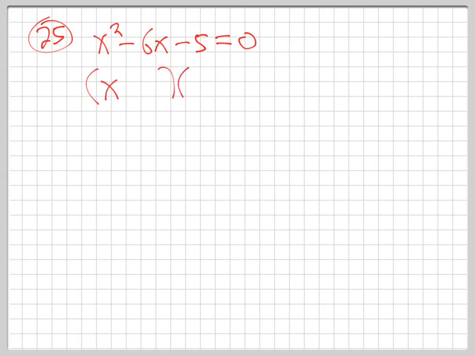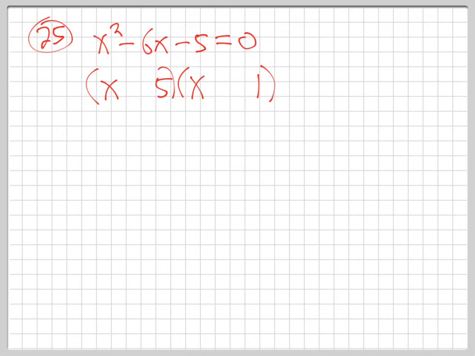So let's try number 25. x squared minus 6x minus 5 equals 0. Let's try that one. It looks like it factors, huh? It really doesn't. You could try it. It looks so close, like 5 and 1. It looks like 5 and 1. They'll make 6 in the middle, but the signs just won't quite work.